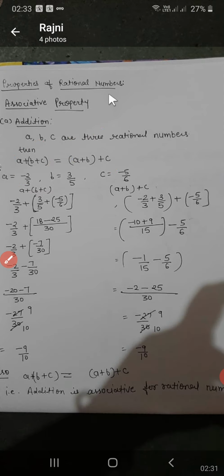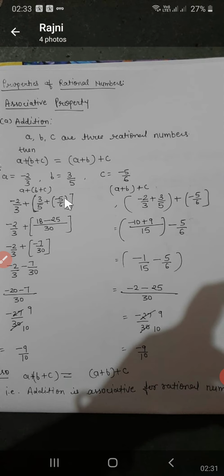If we take A equal to minus 2 by 3, B equal to 3 by 5, C equal to minus 5 by 6. Calculate (A + B) + C. Put the values for A, then B and then C. See here, A is minus 2 by 3, here same, plus minus 5 by 6. What will be the LCM? LCM will be 30. 6 fives are 30, so 3 sixes are 18, plus, minus you put here minus.